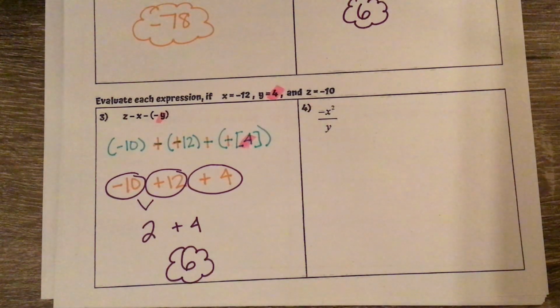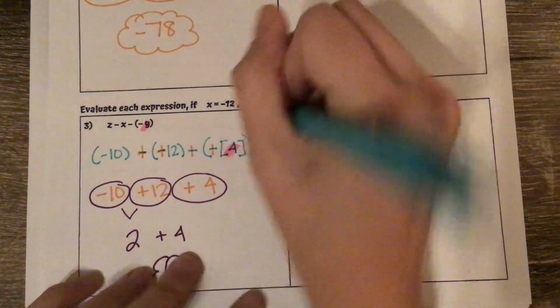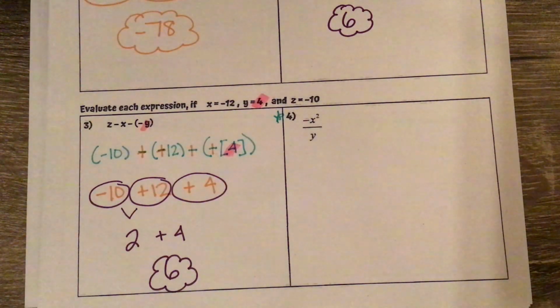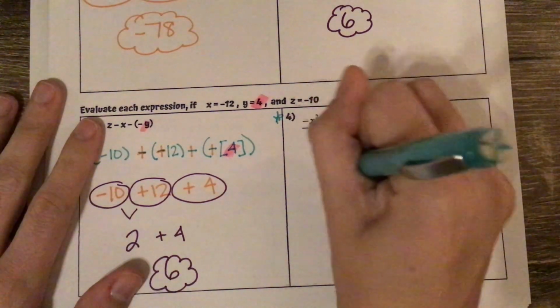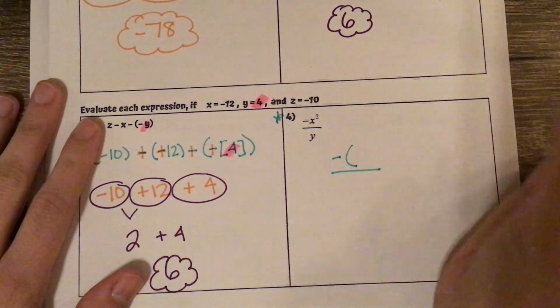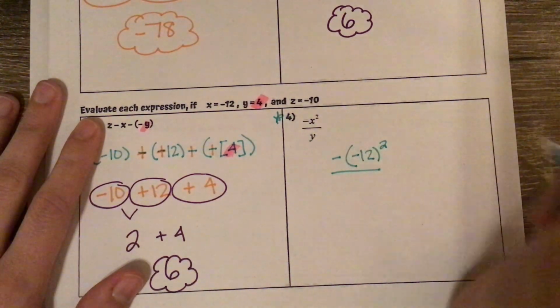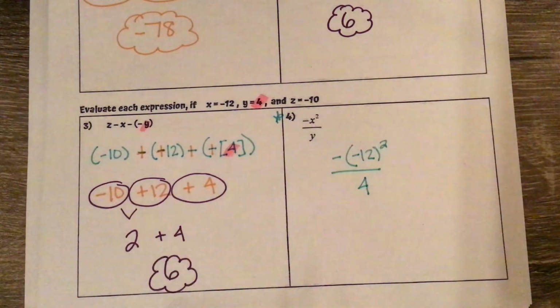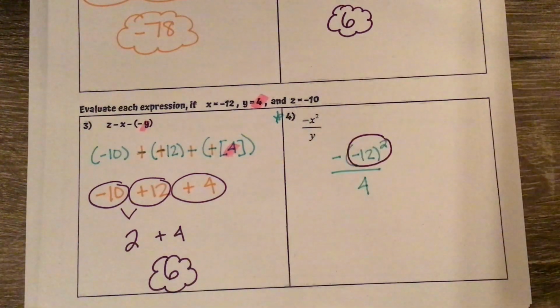All right, number 4. Again, this is one, if you want to put a star next to it, there will be one like this on the assessment, and I'm going to say it now, many people make mistakes on it, so please pay extra close attention as we're plugging this in. I have my negative, I'm plugging in my x value, which is negative 12 squared, over our y value of 4. Order of operations says the first thing I need to do is those exponents.